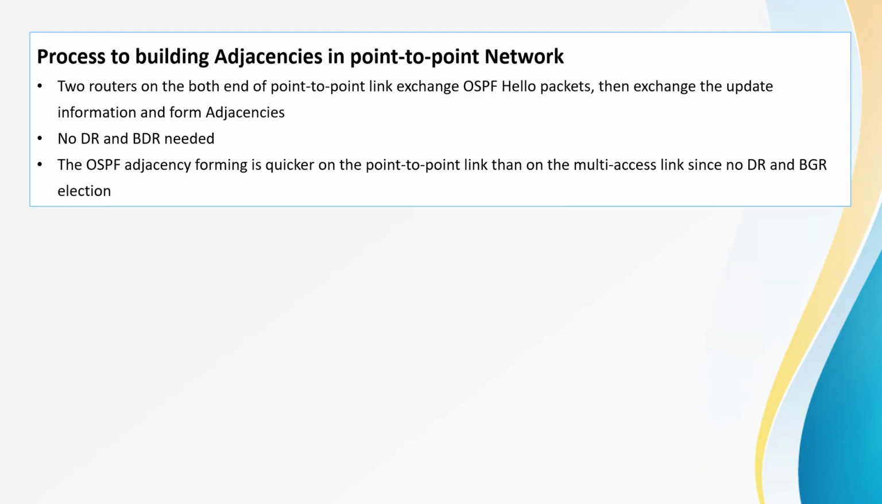Now, the process of building adjacencies in a point-to-point network. Two routers on both ends of the point-to-point network exchange OSPF hello packets, then exchange database information and form the adjacency. No DR and BDR are needed. The OSPF adjacency forms more quickly on a point-to-point link than on a multi-access link, since there is no DR and BDR election.